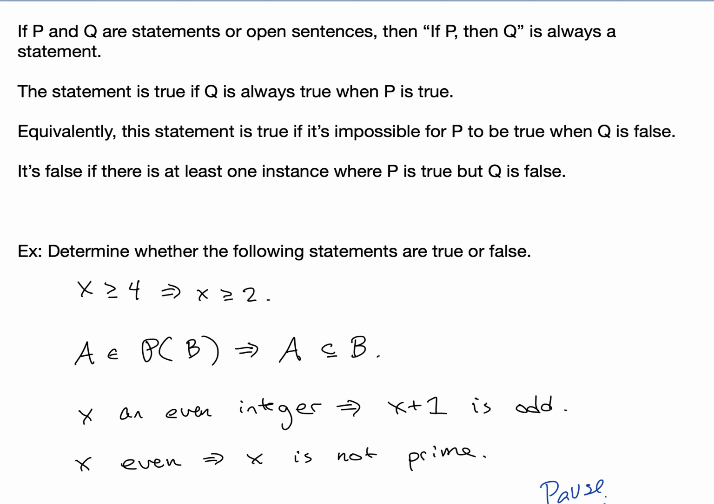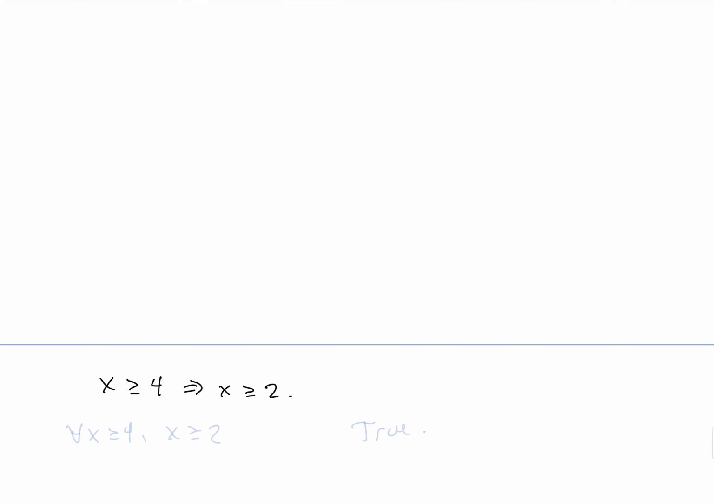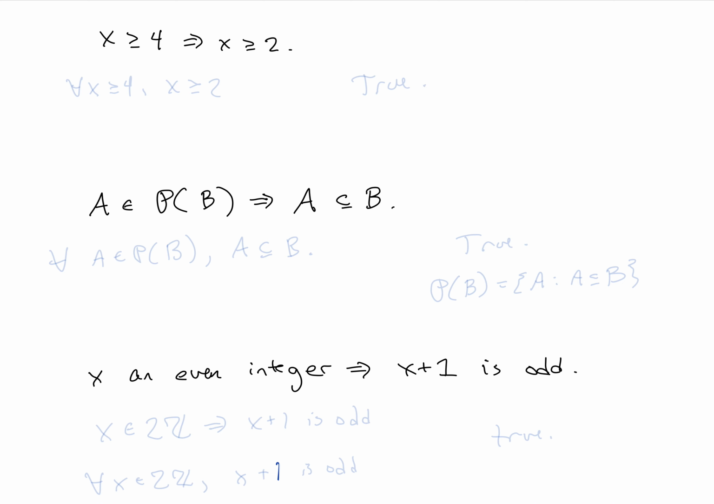So our first one, x greater than or equal to 4 implies that x is greater than or equal to 2. We could also write that as for any x greater than or equal to 4, x is greater than or equal to 2. And this is a true statement. If x is greater than or equal to 4, it is also true that it's greater than or equal to 2.